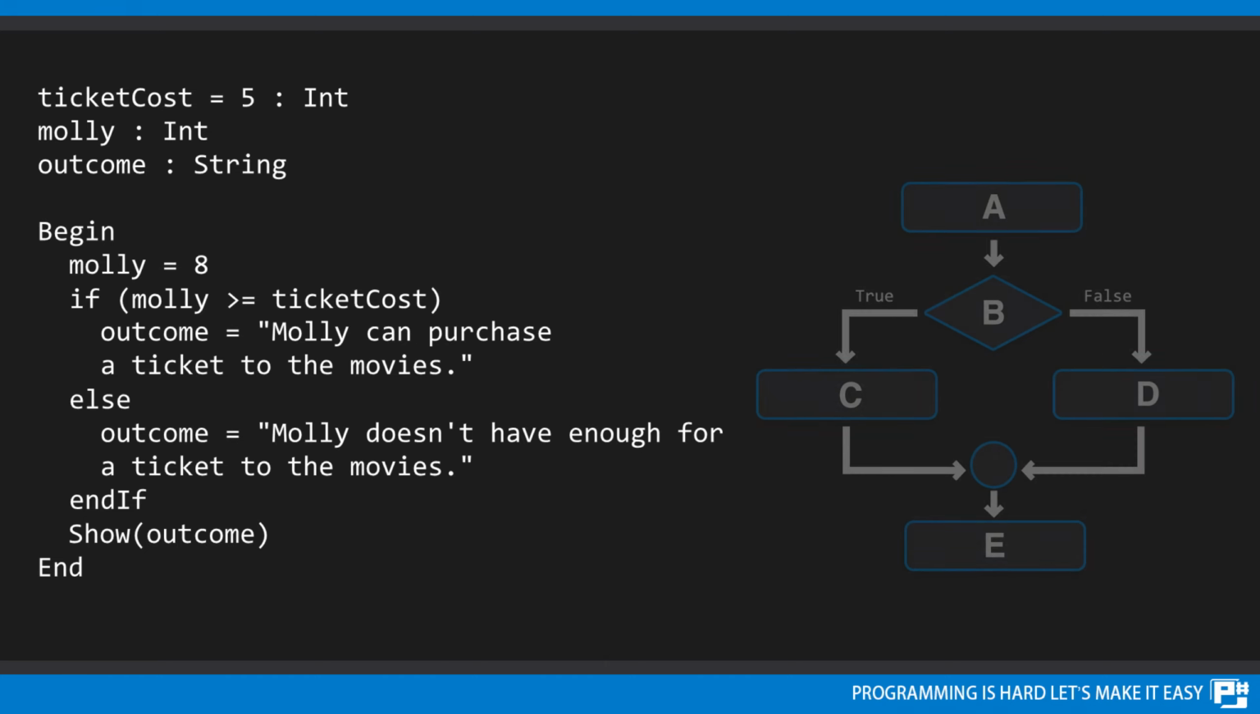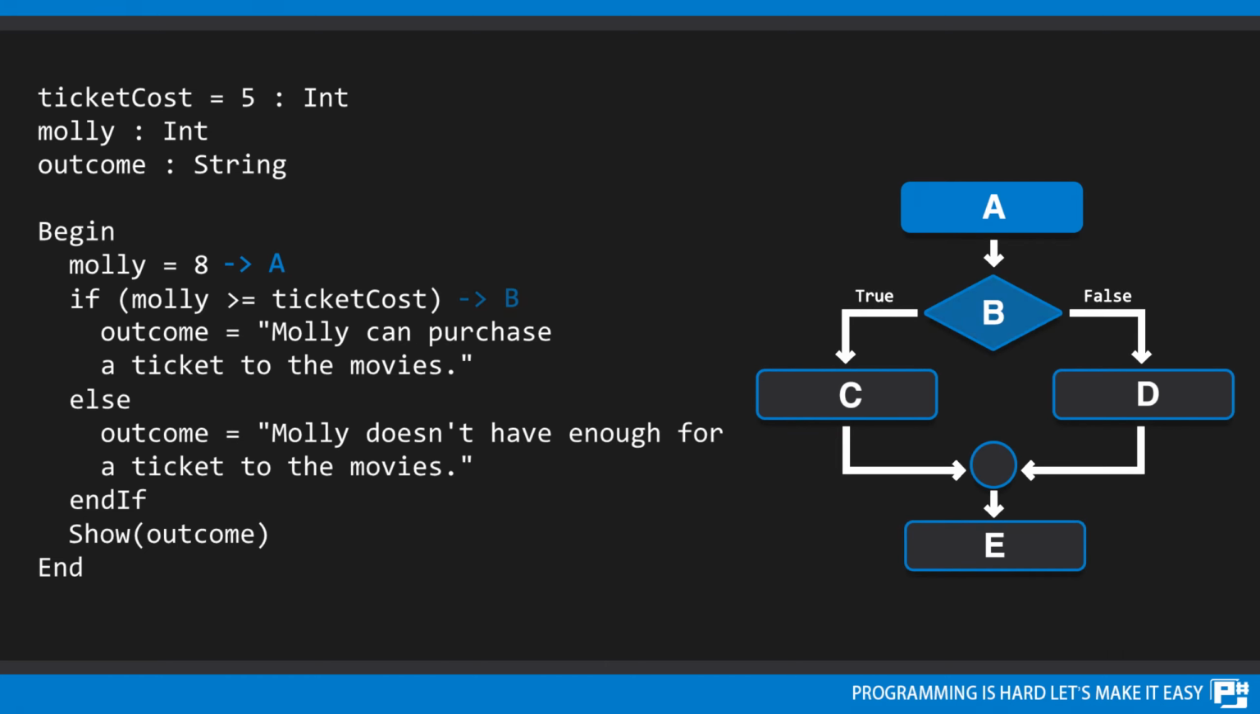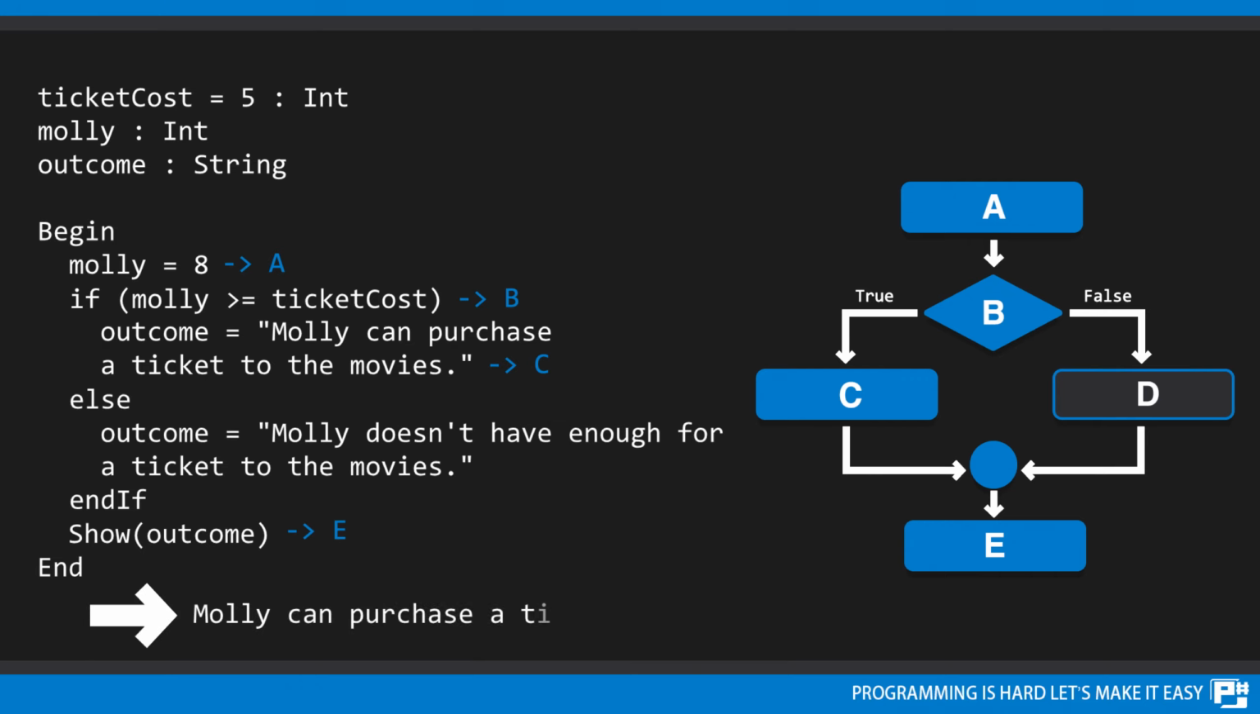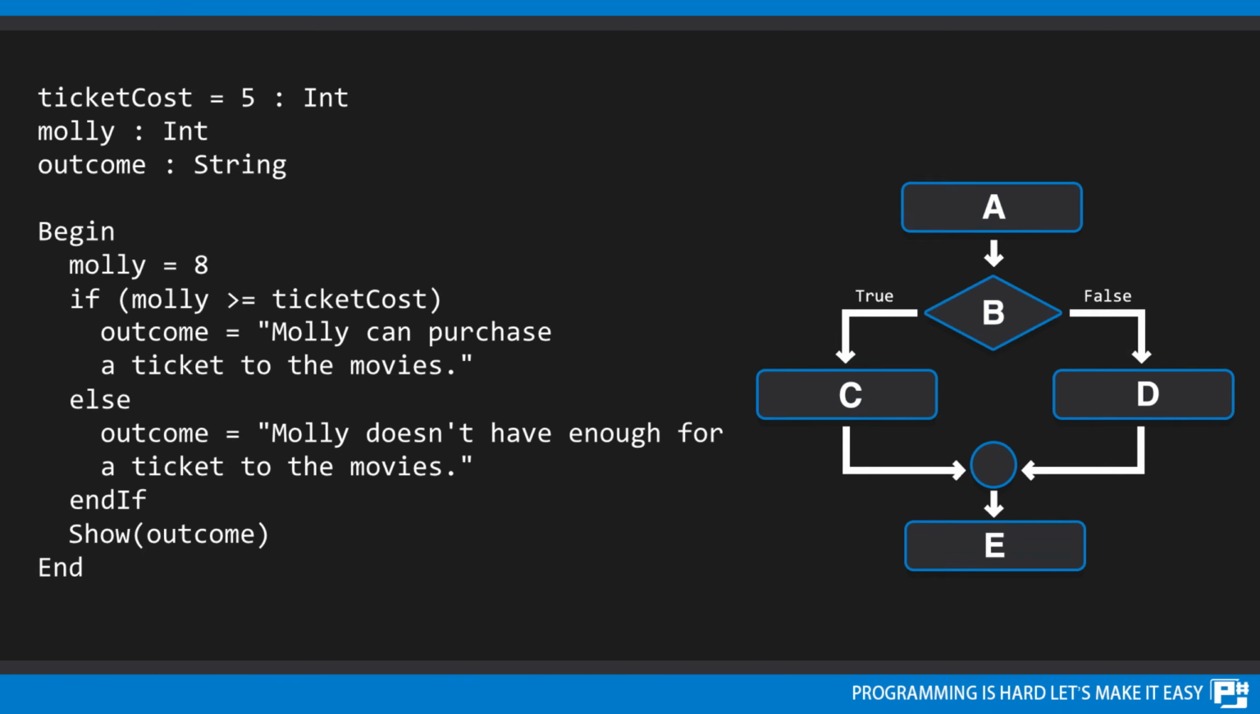In this scenario, the order of the instructions that will be executed is A, followed by B, C, and then E. When we get to B, since Molly is 8 and ticket cost is 5, 8 is greater than or equal to 5. That means the condition is true. We'll enter the first block of code and perform the instruction C. Our instruction E will reveal that Molly can purchase a ticket. Molly gets to go to the movies.